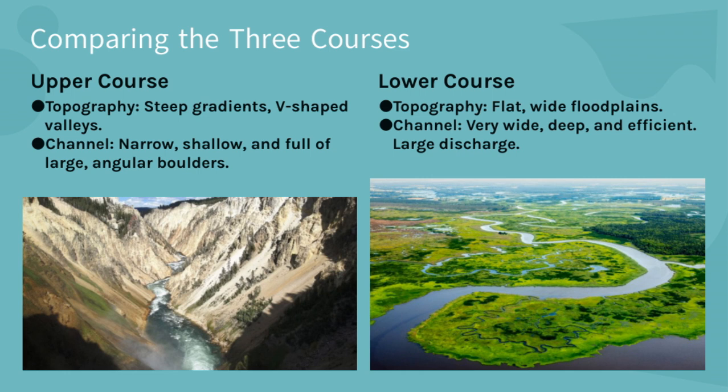The lower course is near the mouth. Here, the land is much flatter. The river flows through wide floodplains. The channel is very wide and deep. Discharge is high because many tributaries have joined the river. The river is usually more efficient and carries finer sediment, such as silt and clay. So from source to mouth, the river becomes larger, smoother, and more powerful.